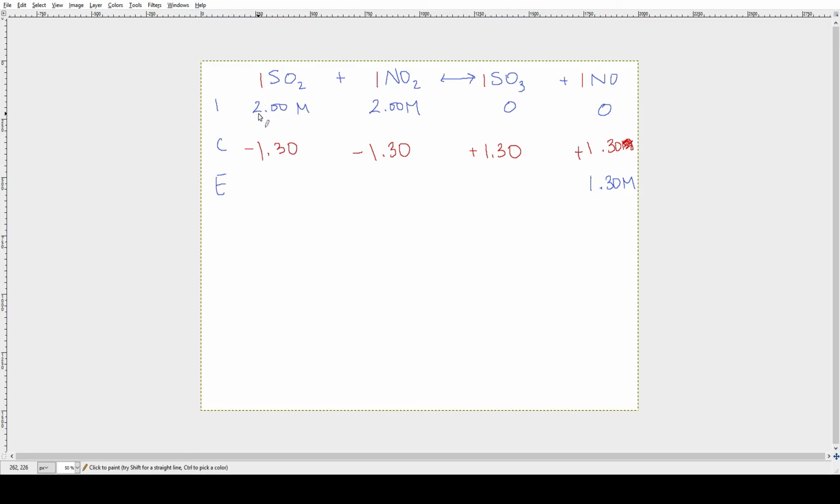Now you'll do the math, the initial minus or plus the change. So here I have 0.70. I have 0.70 again. I have 1.30, and that's still 1.30. And then I will use these numbers to solve for my K value.